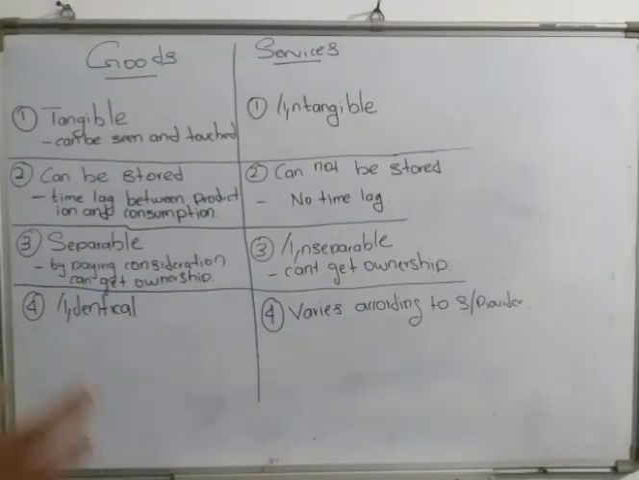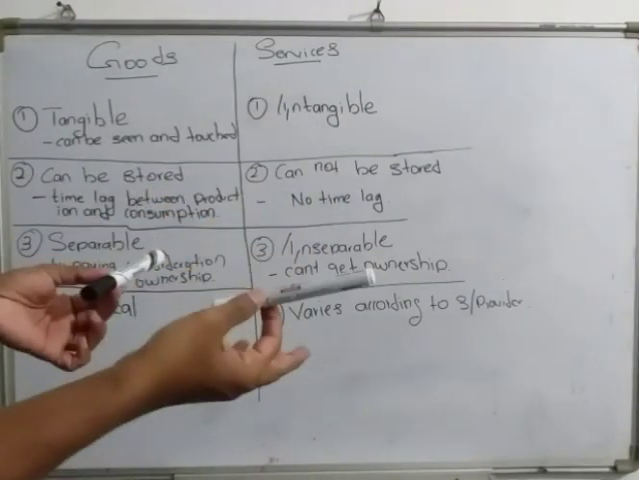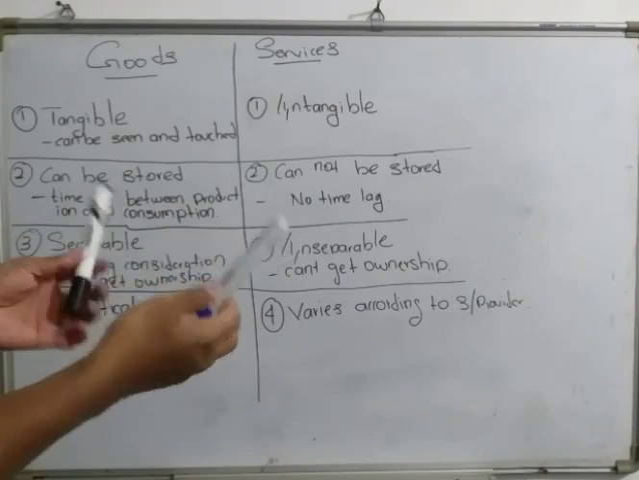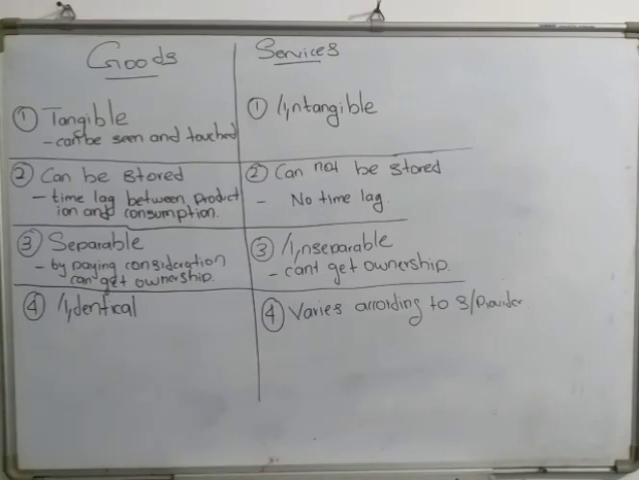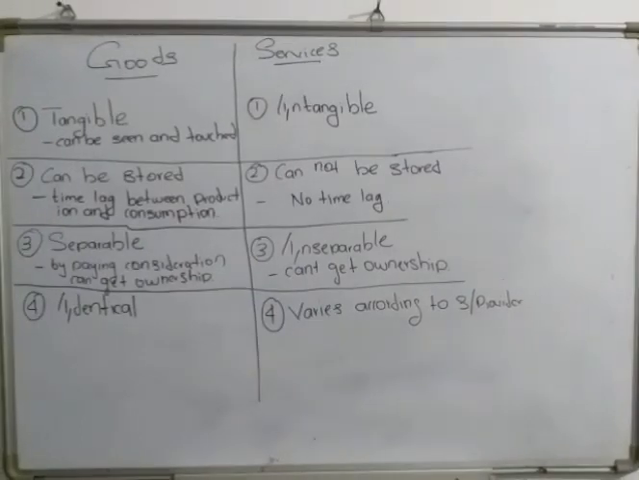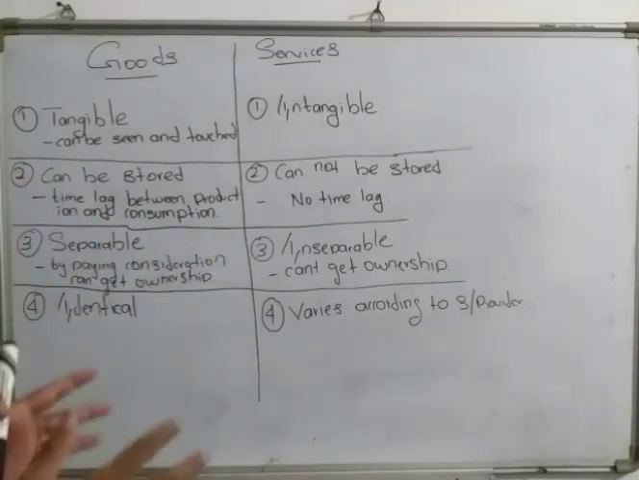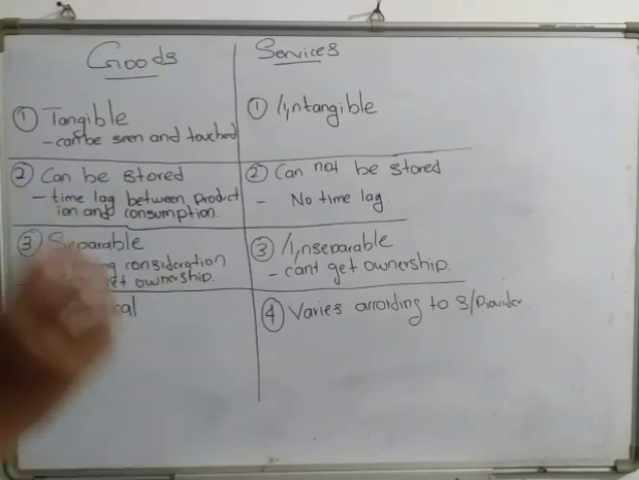The last one is identical. You can compare two marker pens. These two marker pens are goods. You can touch and see them, so you can compare them easily. But service varies according to the service provider. You can compare services, but that is difficult compared to goods. There's a complexity in evaluating. Services vary according to the service provider.